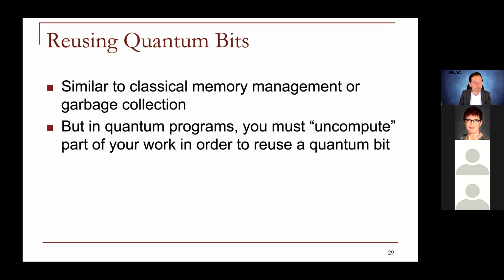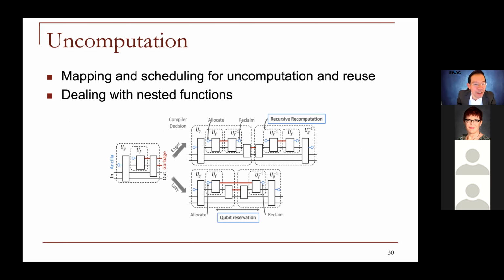And that means that we have to invest operations or gates in doing this uncomputation to get back our qubits or our memory. So there's what we might call a space-time trade-off here, right? And so another interesting problem that we have is that some of our functions might be nested.